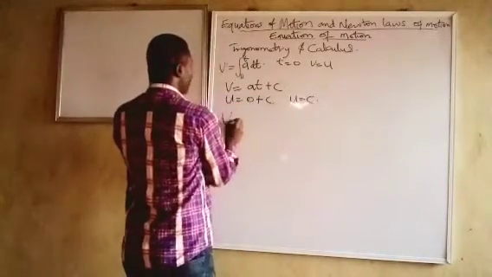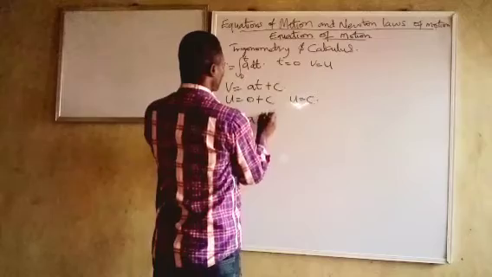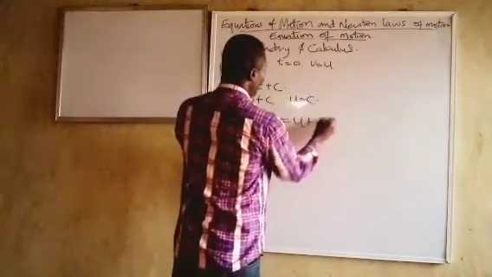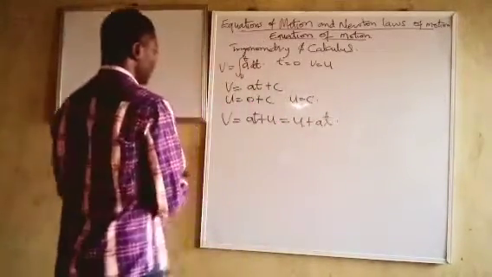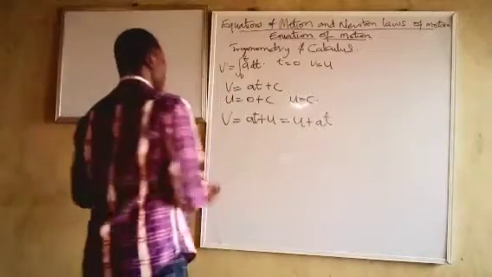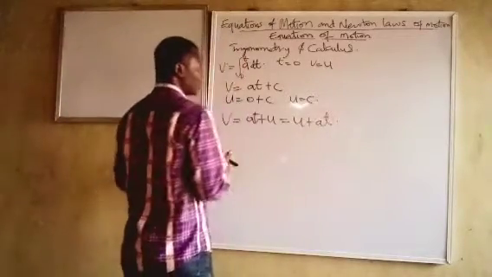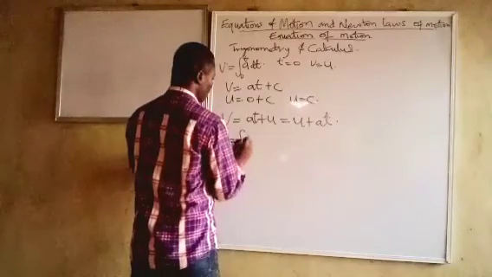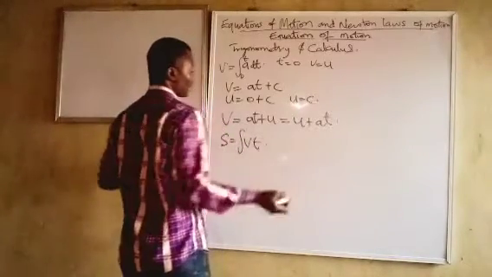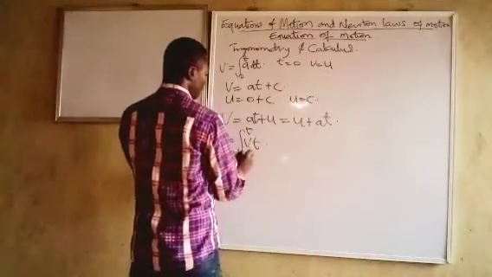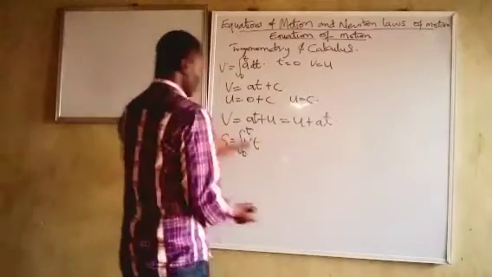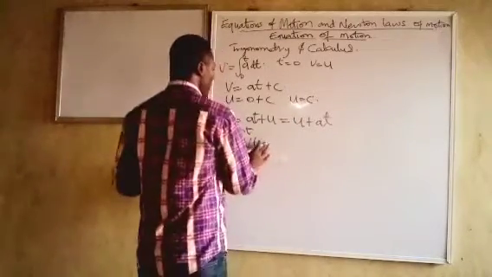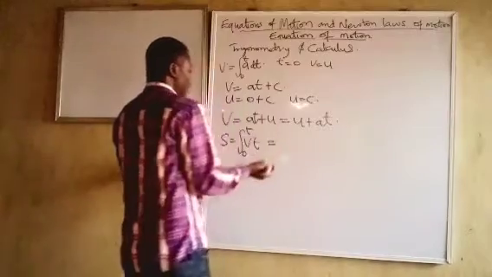So that one gives us at plus u, or u plus at. Can you see how straightforward it is? So if it is for distance, displacement, s will be equal to vt. You can see if v is constant, fine. But if v is not constant, look at what we have.